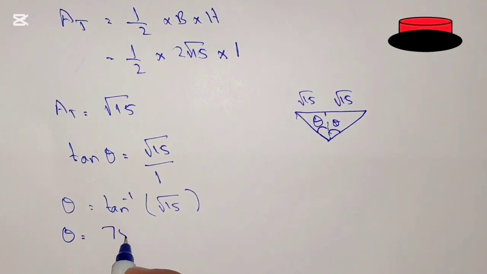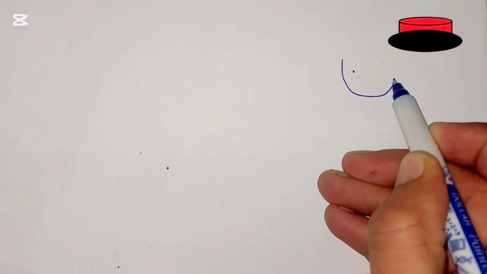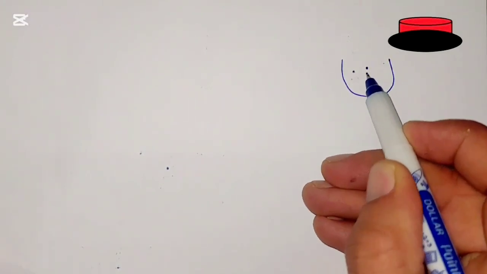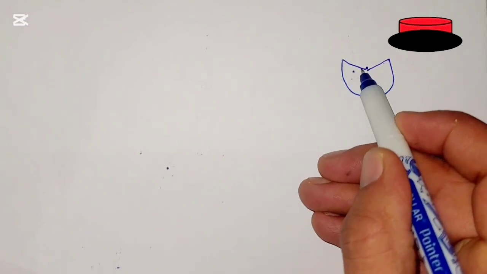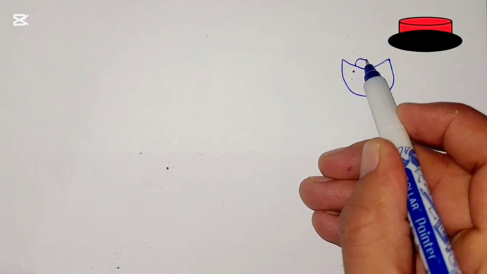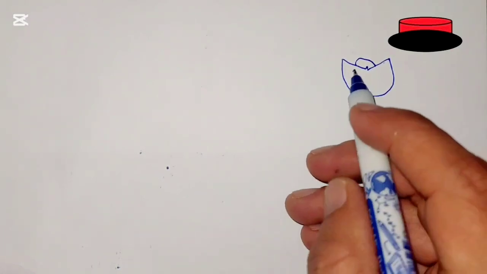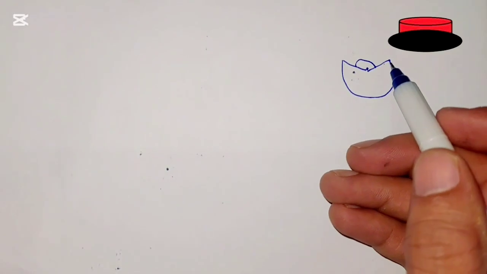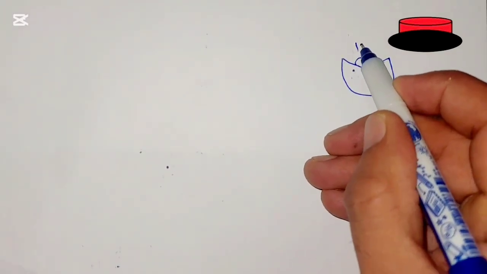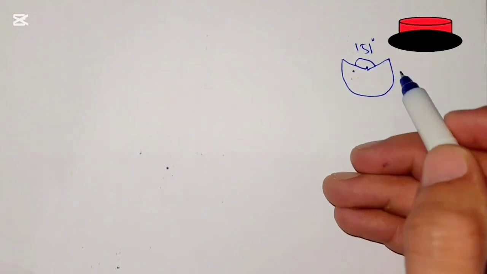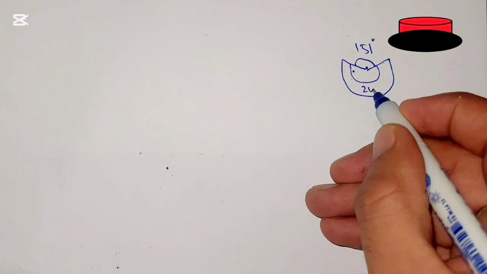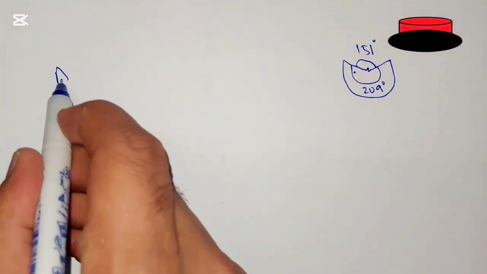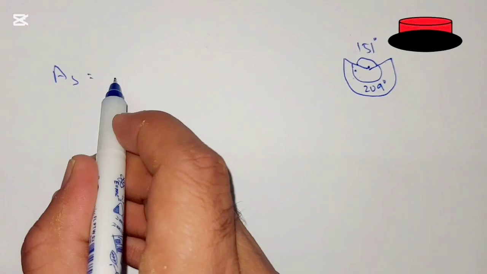So theta, the angle will be 75.5 degrees. So 75.5 plus 75.5 for the two angles, so it will be 151 degrees. So this side is 151 degrees if we combine the two angles, and whatever the angle is remaining will be the other angle. So 360 degrees minus 151, so that will be 209 degrees.